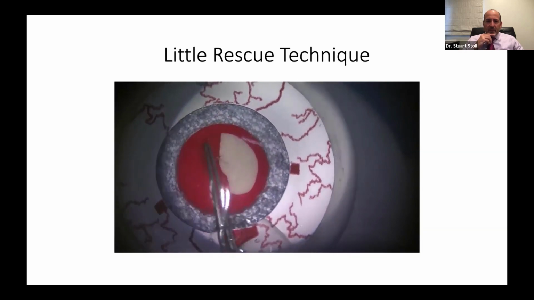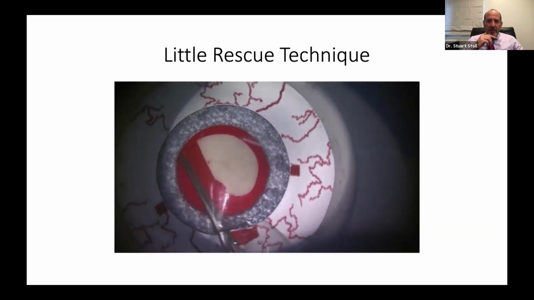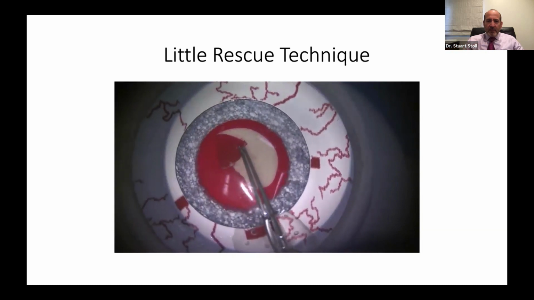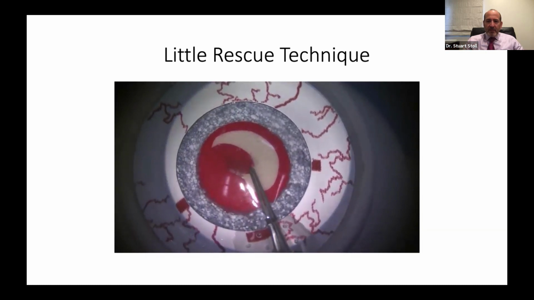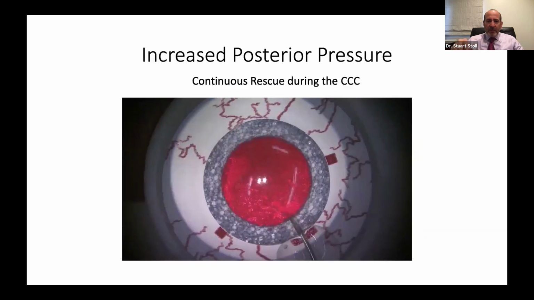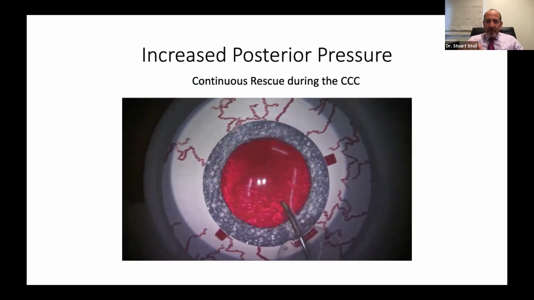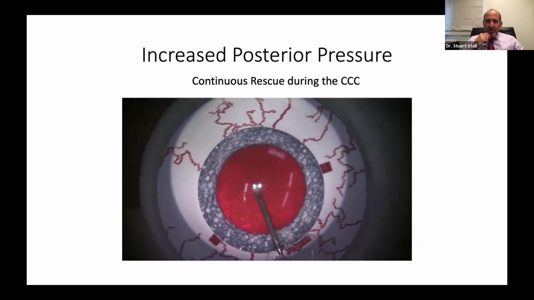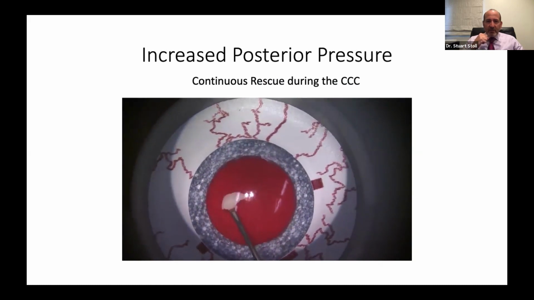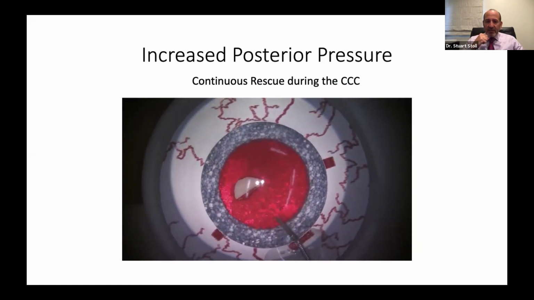Regrasping, walking it out, and rescuing. There it is. Okay. So what if we have increased posterior pressure? We're going to show how you can simulate that on the model, because with increased posterior pressure, it's almost like you're doing a continuous rescue during the whole CCC procedure.